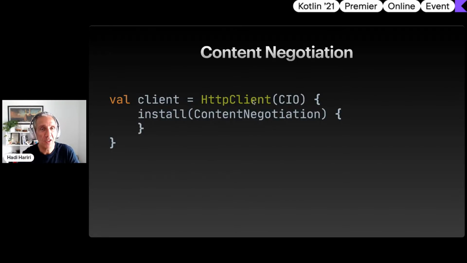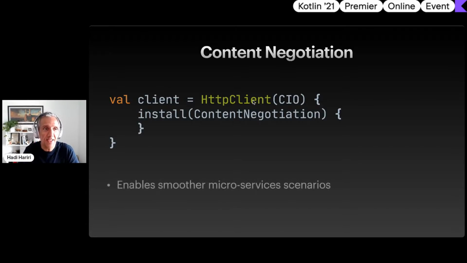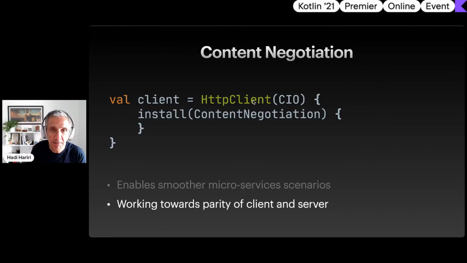The client now also comes with content negotiation. So much like the server, you now have the ability to do content negotiation as the client. And this makes it even smoother for microservice scenarios. One of the things that we set out in our roadmap was to try and get that parity between client and server. We want to make sure that, especially in a microservices setup where people are using Ktor for their servers and for their clients, we want to make that integration as smooth as possible and bring that same functionality both to the client and the server. This is moving towards that.